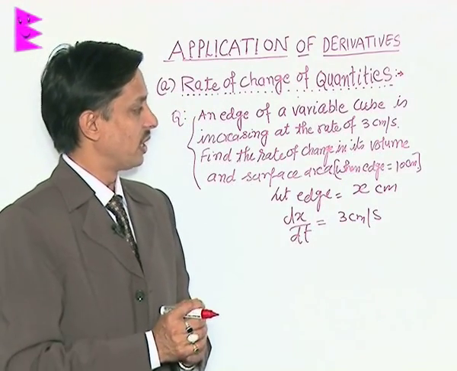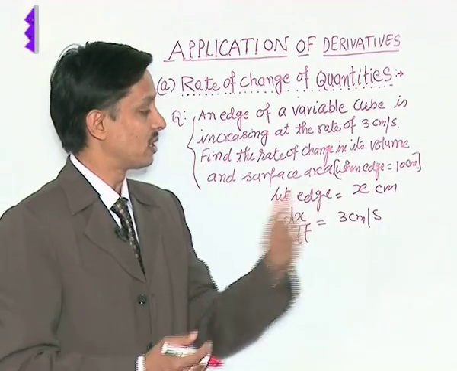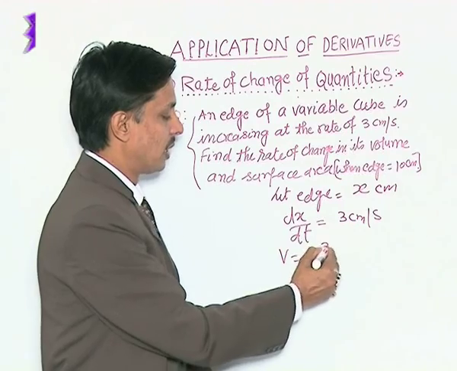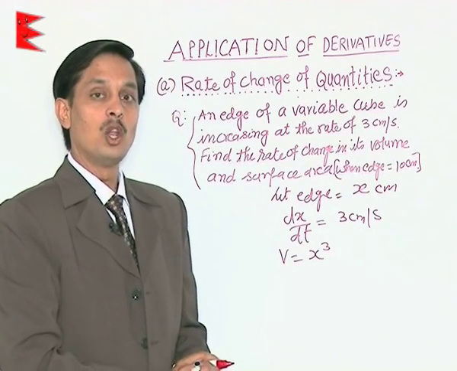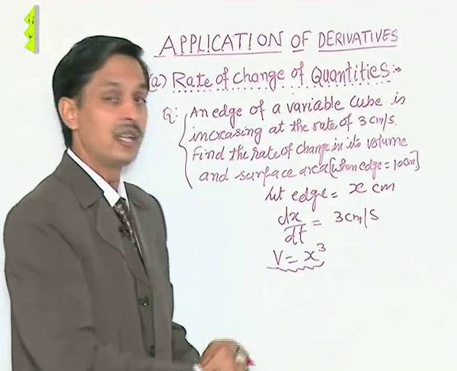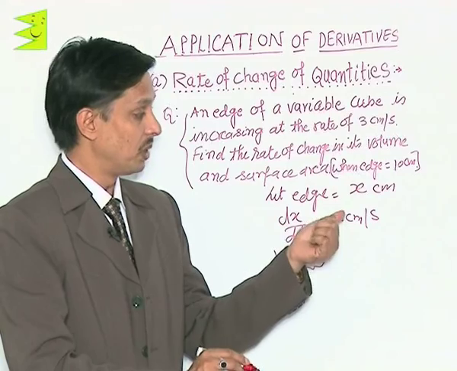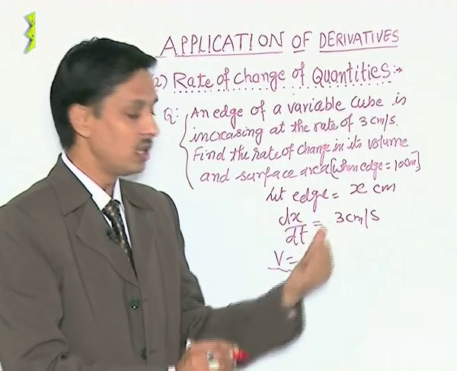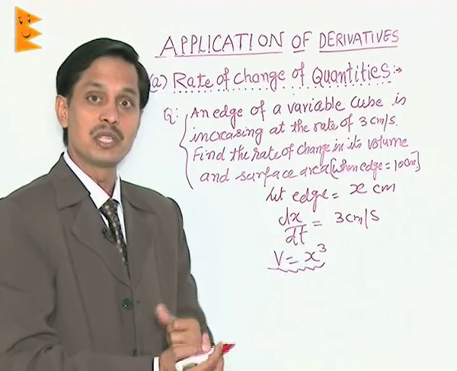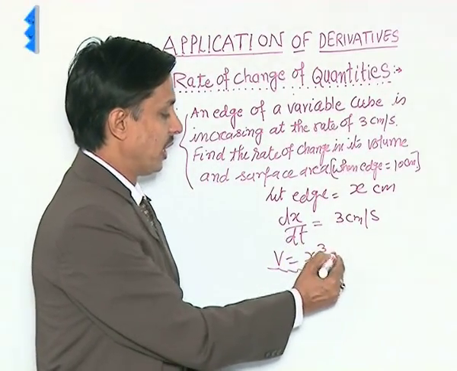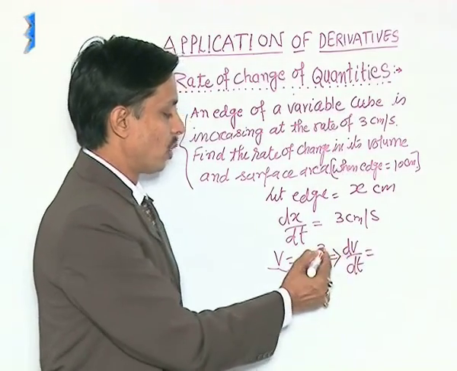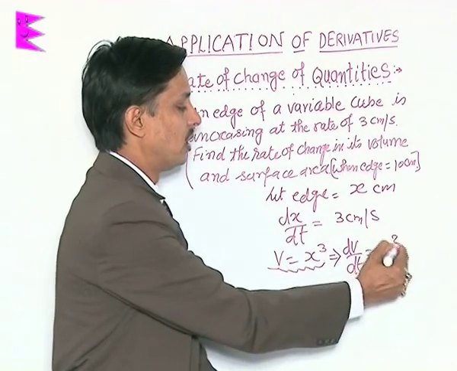They are asking what is the rate of change per second in its volume and the surface area. So, for volume, we know that volume is given by x cube. On differentiating both sides with respect to time, because dx upon dt is given and the rate of change in the volume is required per second, we get dV upon dt is equal to 3x square dx upon dt.